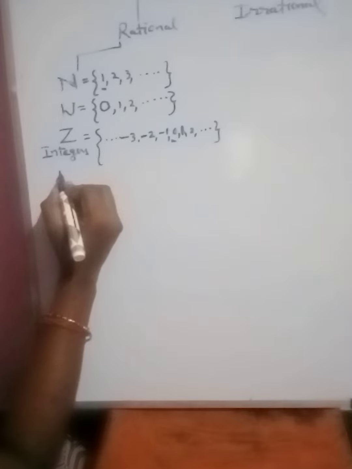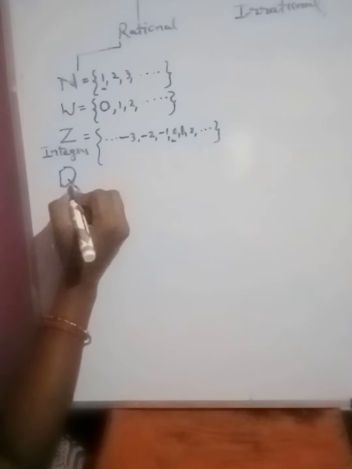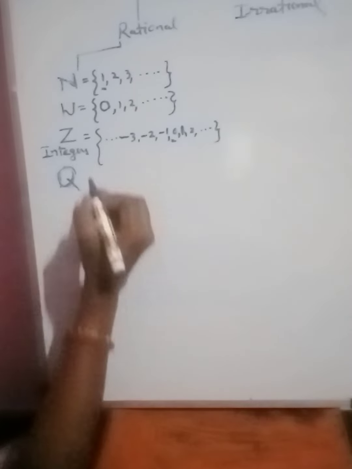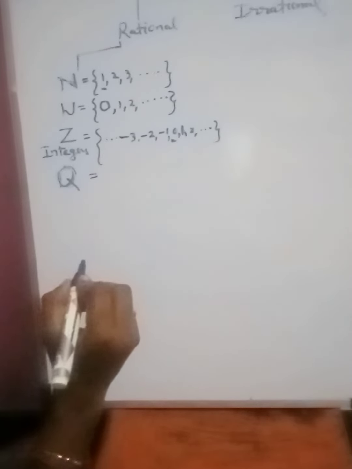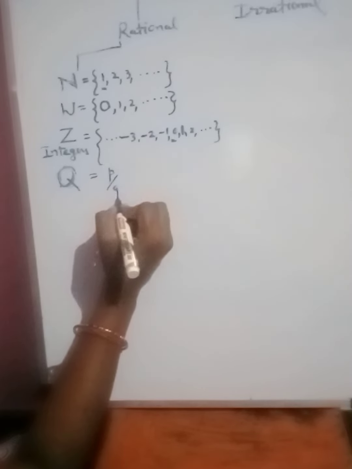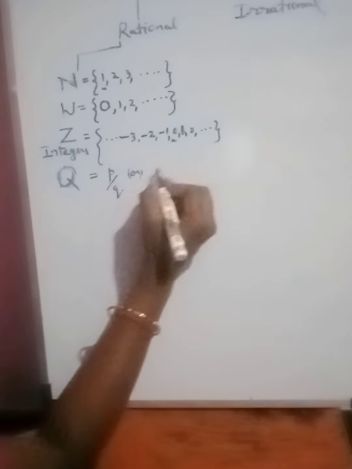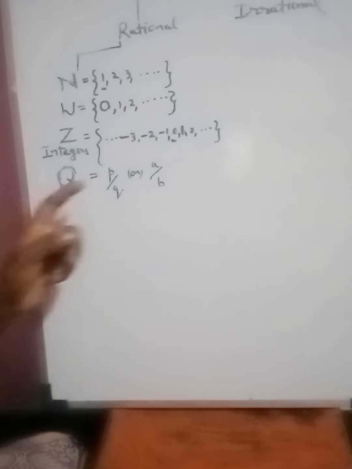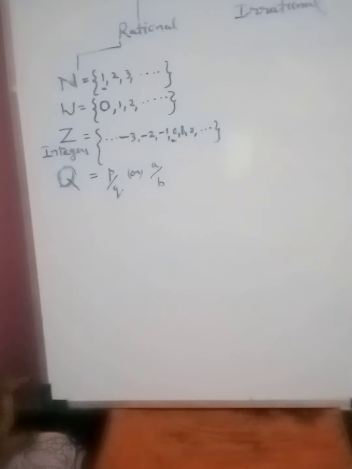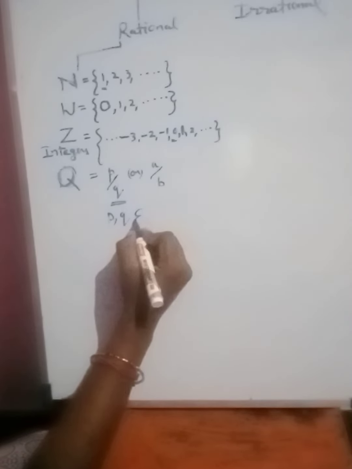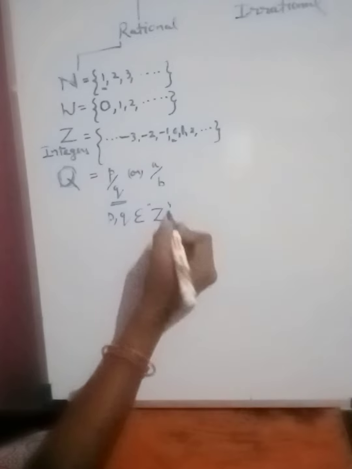Next is rational numbers, represented by the letter Q. The definition of a rational number is that it can be written in the form P by Q or A by B. Let me take it as P and Q. Now, this P and Q belong to the group of integers.